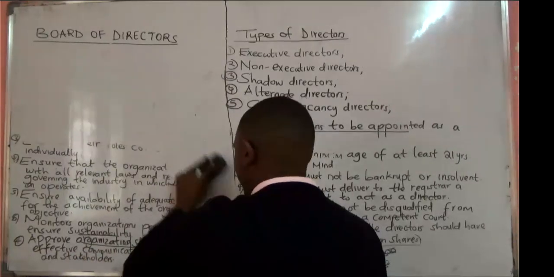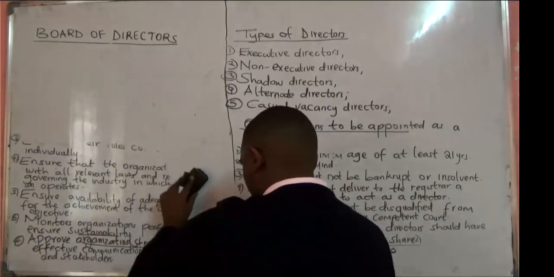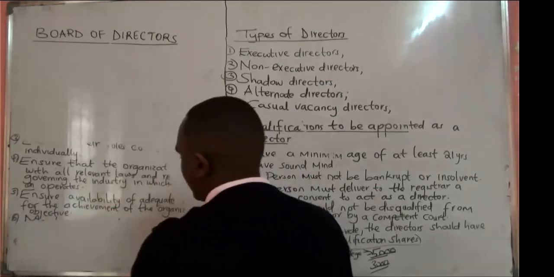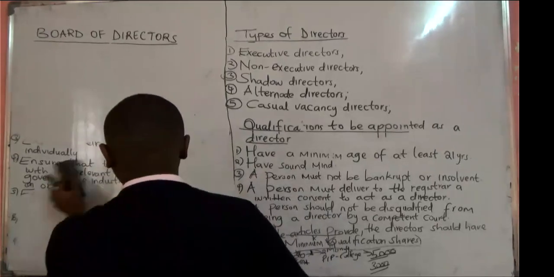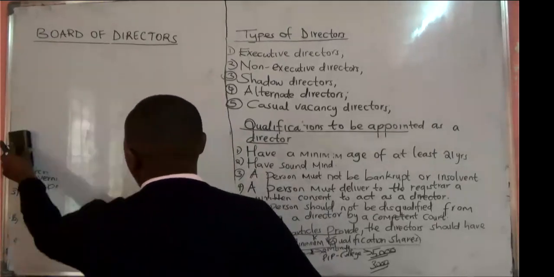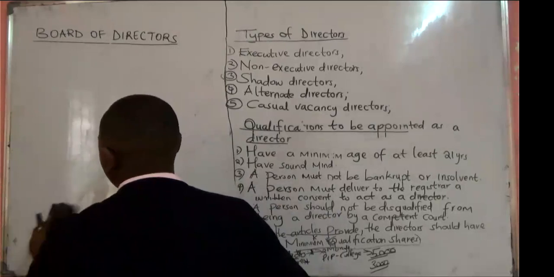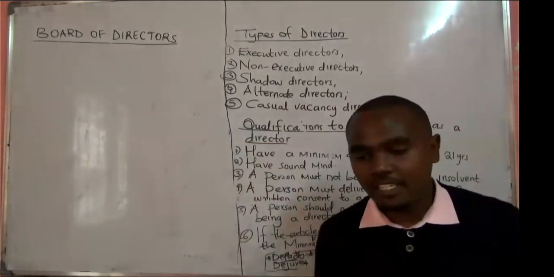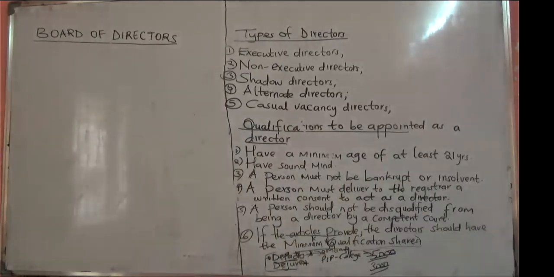Highlight six ways in which a director of a company may vacate office. Highlight six ways. It's in one of your past papers. Highlight six ways in which the director of a company may vacate office.